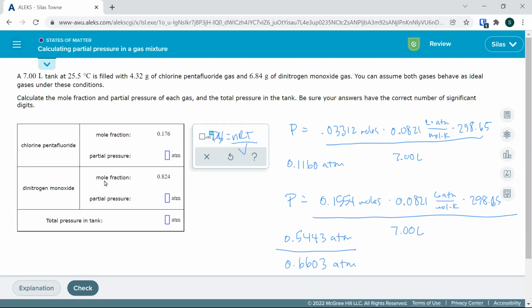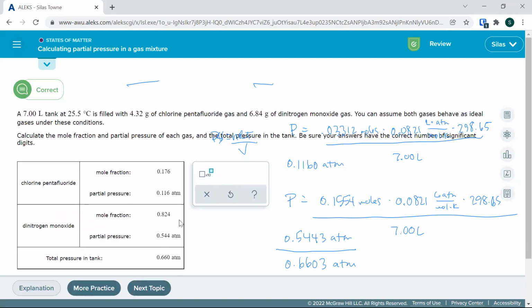Now we're going to go with our 3 sig figs. When I type these in, we'll go with 0.116, 0.544, 0.660. Dalton's law tells us that partial pressures add up to the total pressure. Okay, there we go. So be careful with significant figures.